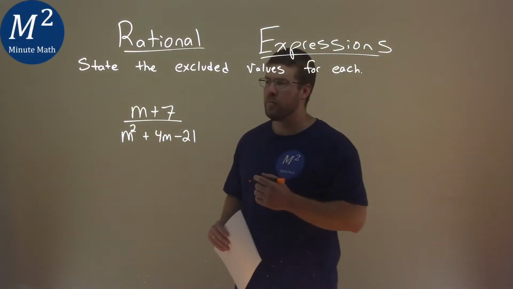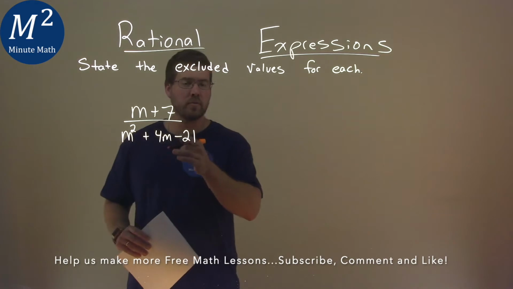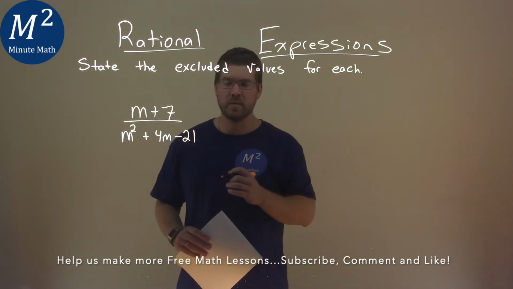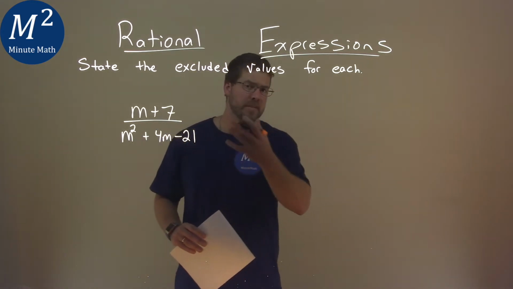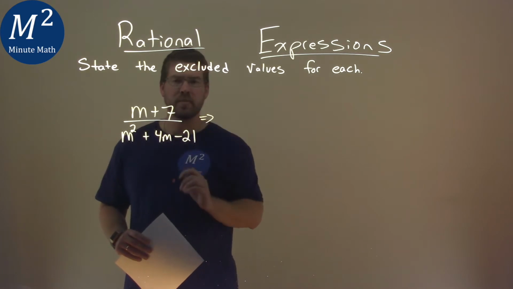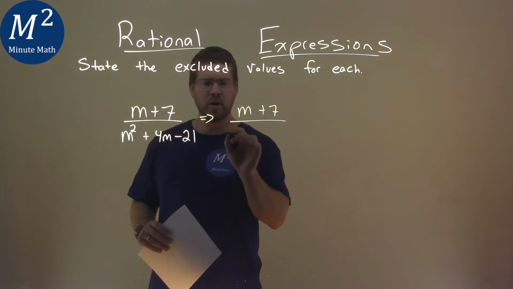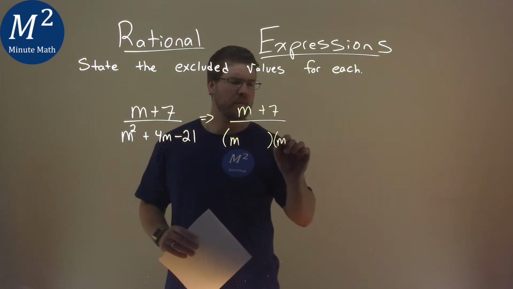We're given this problem right here, m plus 7 over m squared plus 4m minus 21, and we need to find the excluded value here. Well, the excluded value really is when our denominator here is equal to 0. So we have to find what values, or when does that occur. So what I'm going to do is rewrite this, but in the denominator we're going to factor this. We have m and m.